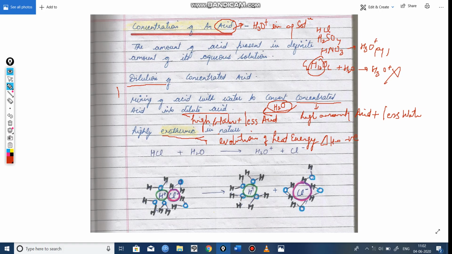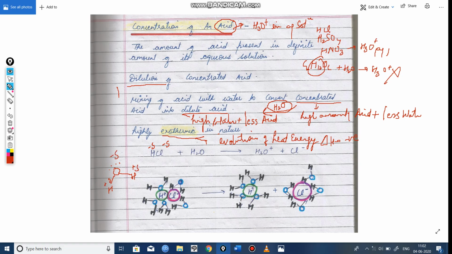Now what happens when HCl dissolves in water? In this compound, due to difference of electronegativity, chlorine has a partial negative charge and hydrogen has a partial positive charge. This is the structure of water: oxygen attached with two hydrogens. Here the oxygen, with its lone pairs of electrons, has a partial negative charge, and the hydrogens a partial positive charge.